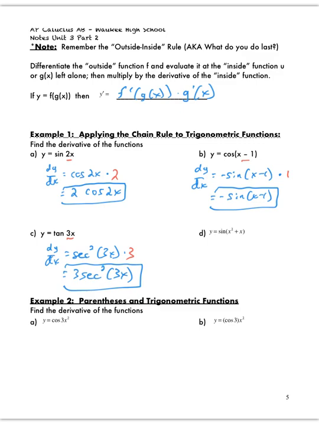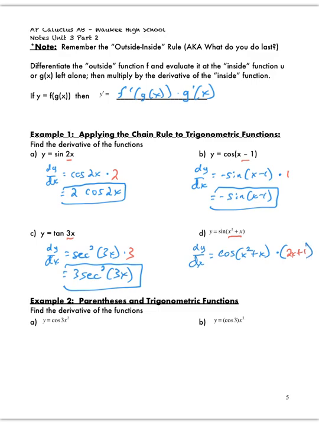Okay, so this last one over here, part D, sine of x squared plus x, so have to be maybe just a touch careful here. The inner function is x squared plus x, so dy over dx is going to be the cosine of x squared plus x times the derivative of this inner function, which will be 2x plus 1.